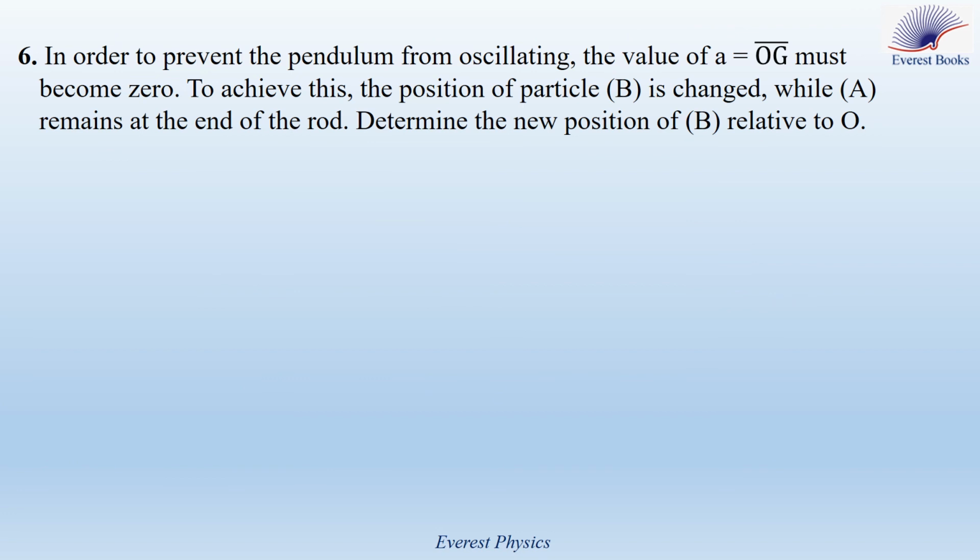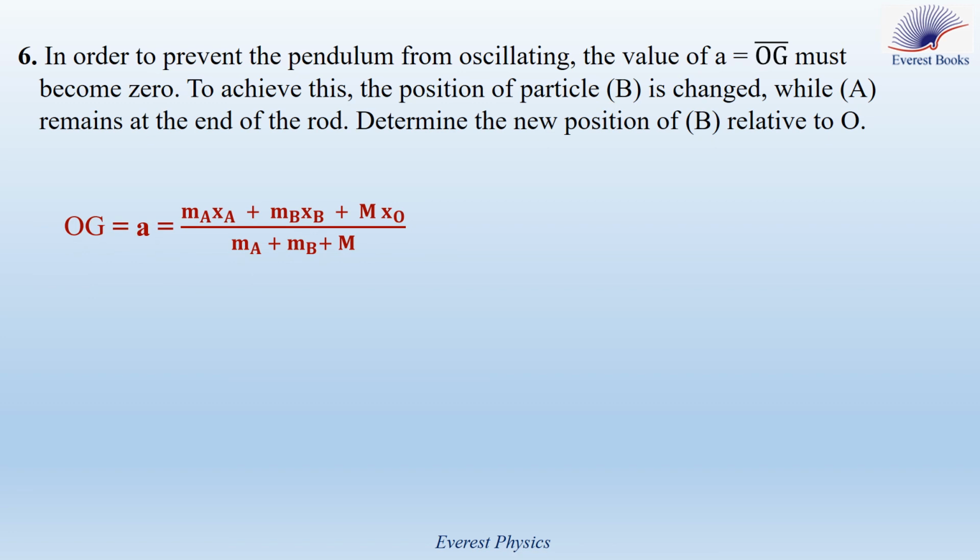Number 6. In order to prevent the pendulum from oscillating, the value of A equal OG must become 0. When A becomes 0, that means the axis of rotation becomes passing through the center of mass G of the system. In this case, the pendulum cannot oscillate, it performs only rotational motion. To achieve this, the position of particle B is changed, while A remains at the end of the rod. Determine the new position of B relative to O.